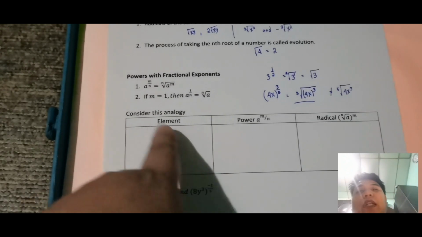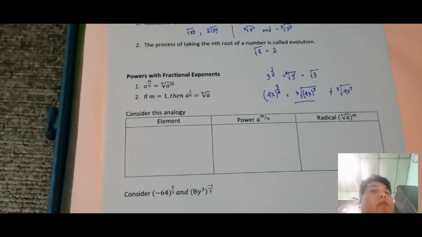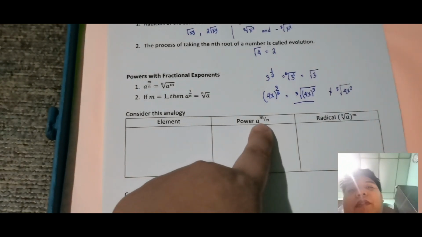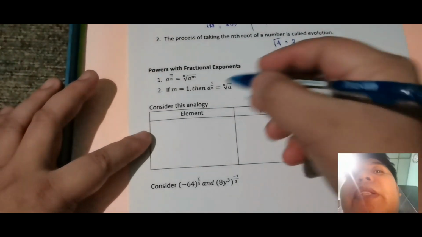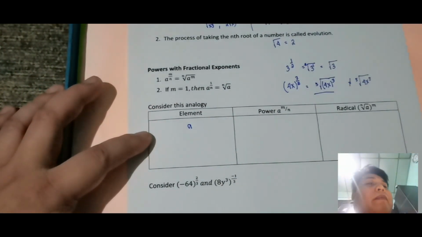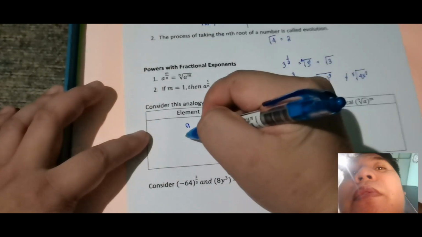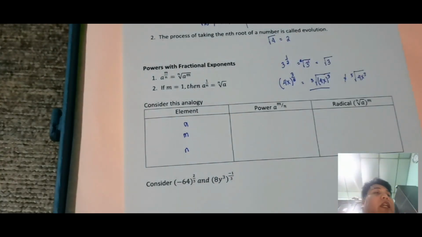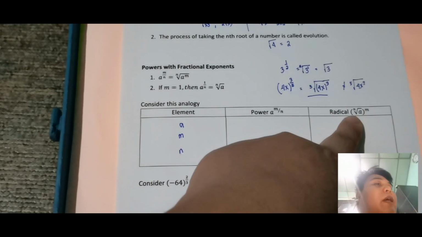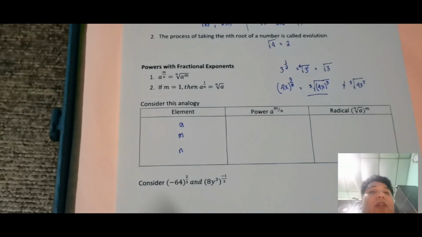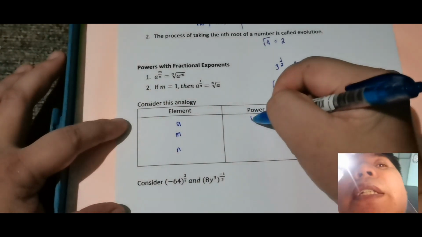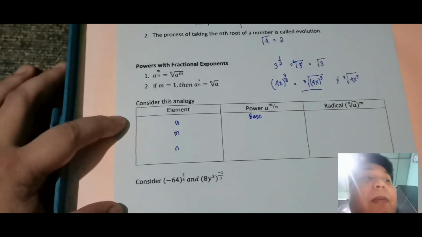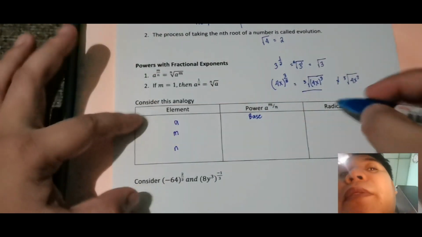For example, let's have this element, the power, and the radical. Okay, so, yung a raised to m over n, tapos yung nth root of a raised to m. Okay, so, ano yung mga element? Ang mga element niya, una, si a. Pangalawa, si m. Pangatlo, si n. So, ayun lang naman talaga yung nakikita ko kahit dito kay radical. Tama. Ang nakikita ko si a, si n, at si m. Sa exponential, nakikita ko si a, si m, saka si n. Okay. In terms of power, si a, base. In terms of radical, si a, radicand.